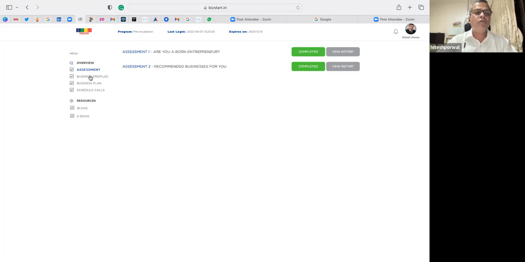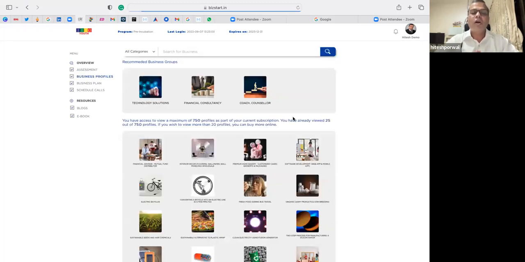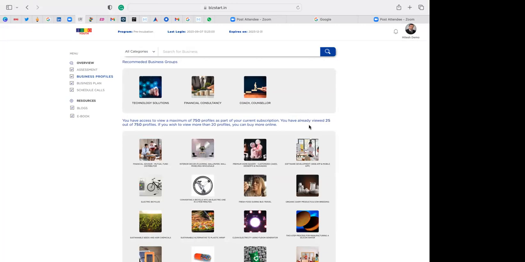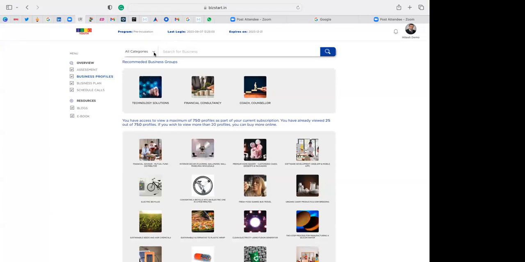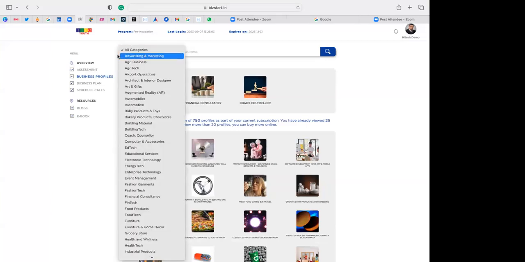Now, if you go to the next, business profile, all of you have got access to preliminary research on a lot of business and startup ideas. This research has been happening for 4 years, but you have got that research and those ideas at your fingertips, right? All of you would get a box of a recommended business, but that is not important. You see all categories here. You simply click on all categories.